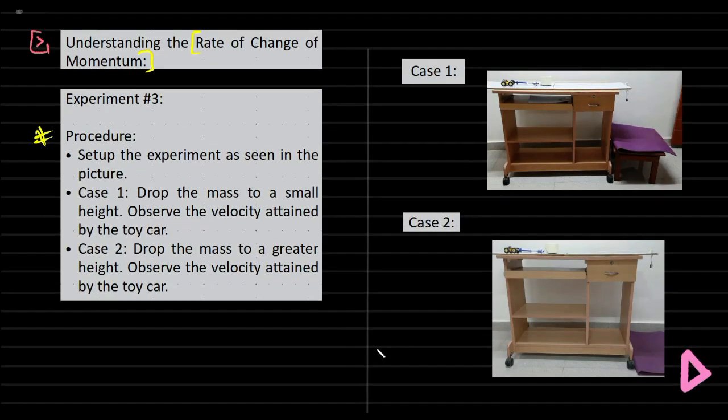So what are the two cases over here? Case 1, drop this mass to a small height. Observe the velocity attained by the toy car. I'll explain what that is. Case 2, drop the mass to a greater height. Observe the velocity attained by the toy car. So the difference is small height and greater height.